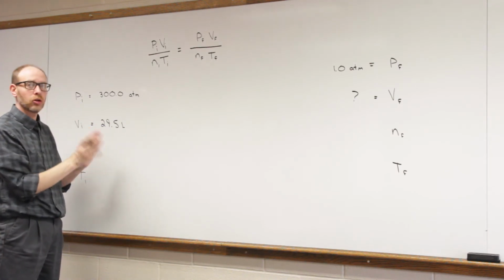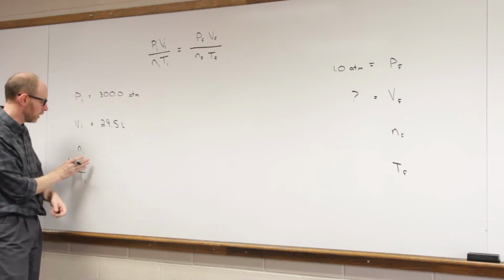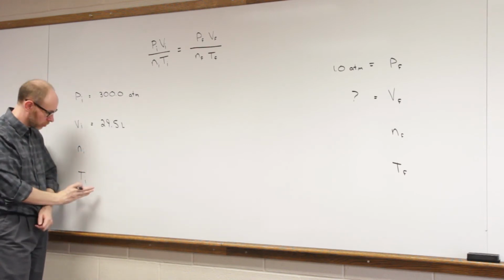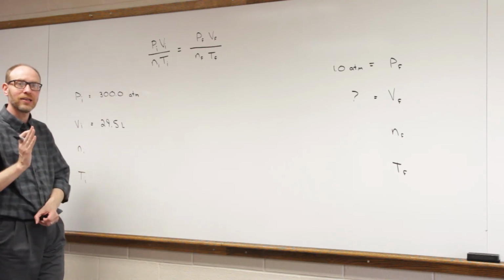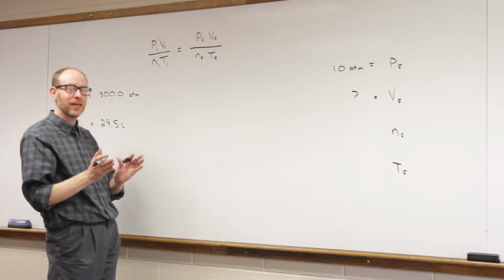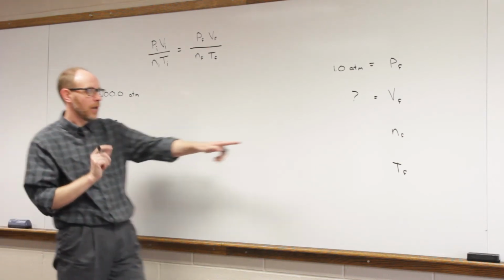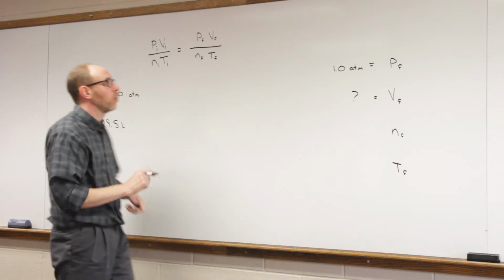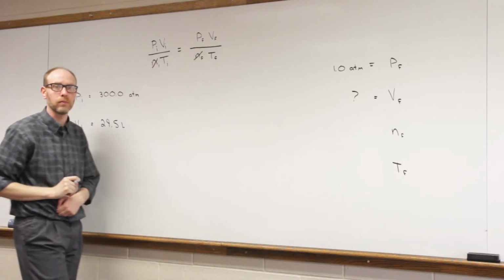One of the things that you're going to have to realize is that whenever they don't tell you anything about the number of moles, or they don't tell you anything about the temperature, that means that it is not changing. So you can make the assumption that those things are not changing. So the moles initial and the moles final are going to be equal. So they will cross out of the expression.